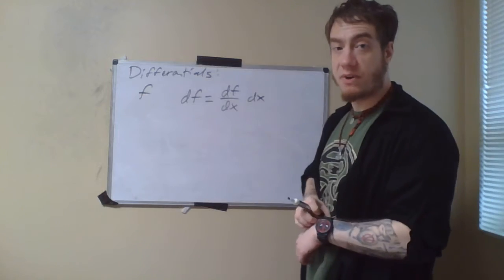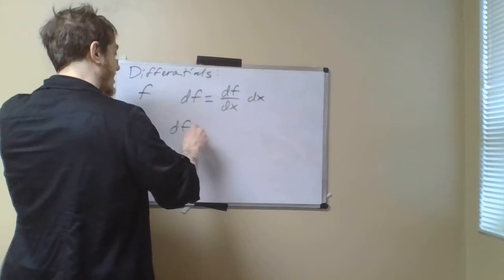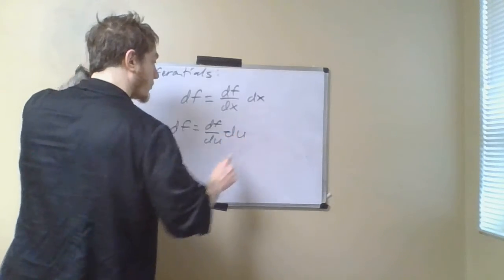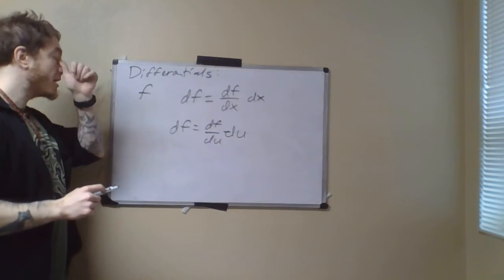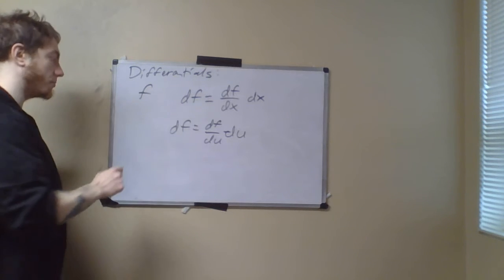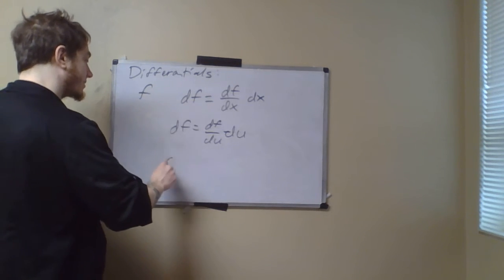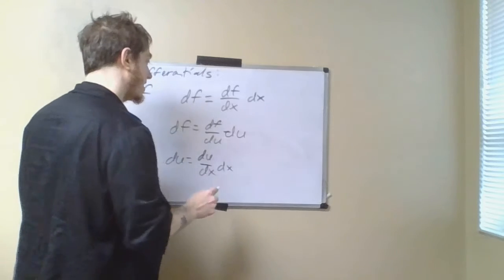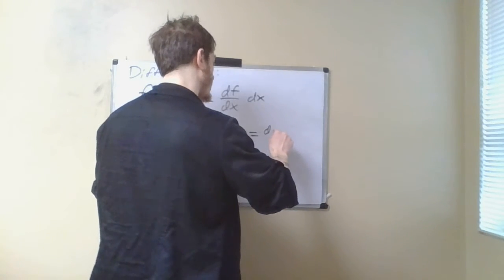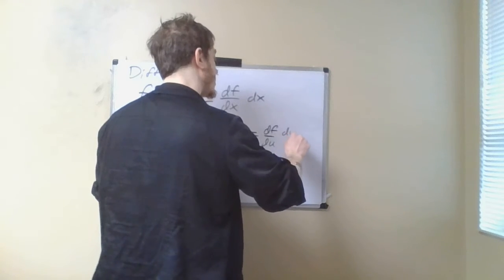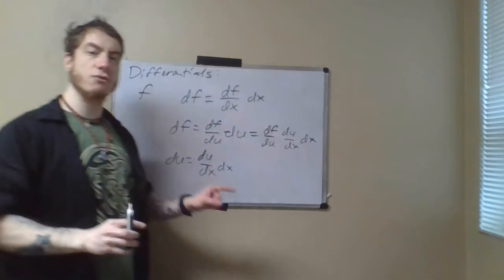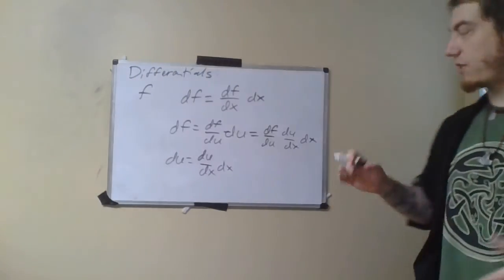If we have some other variable, though, we can write it in that way as well. For instance, we could write df is equal to the derivative of f with respect to u times the differential of u. One of the nice things about this is that it plays in very naturally with the chain rule, because if u is a function of x, then du is equal to du by dx, and so this differential becomes df by du times du by dx times the differential of x. So this differential stuff plays right into the chain rule. It makes the chain rule very, very simple.